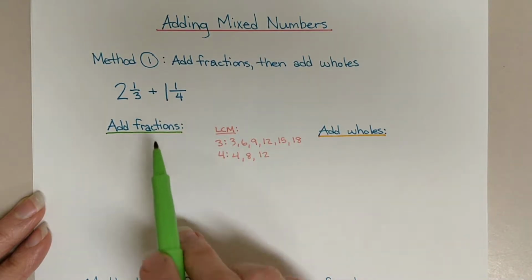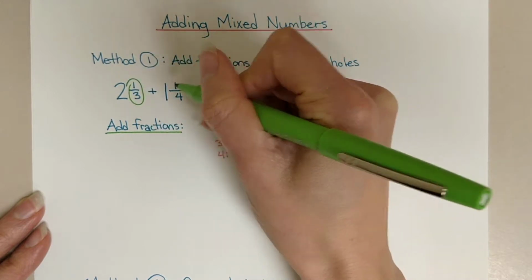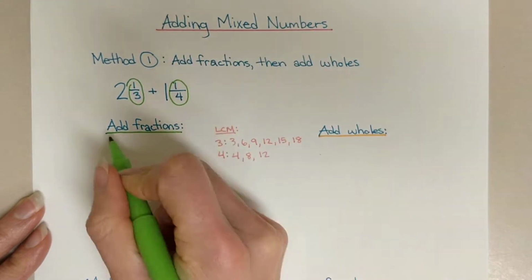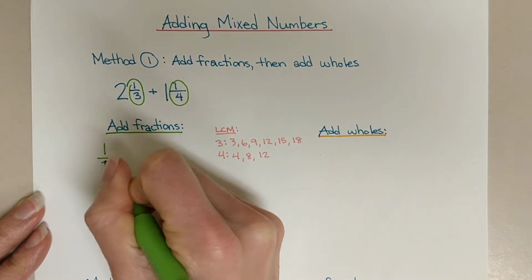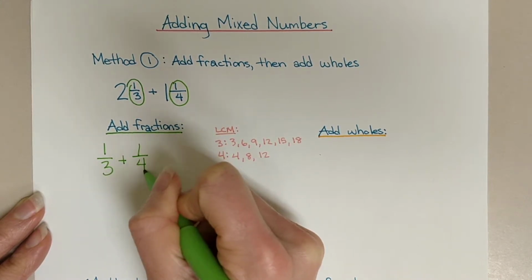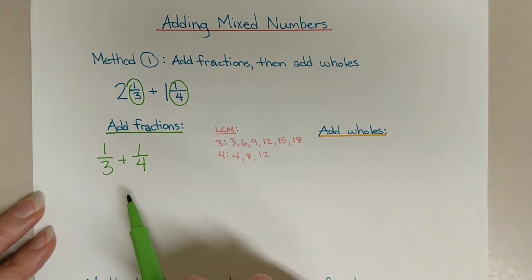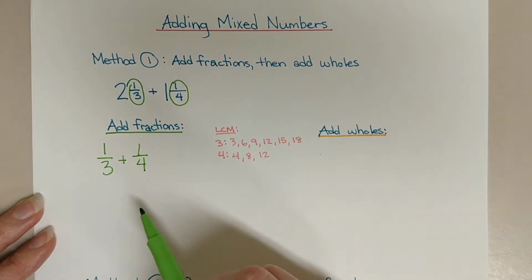And we're going to add those fractions up first. So we're going to look at just this fraction part. I'm going to rewrite them down here. 1/3 plus 1/4. So to add two fractions together, we need to have the same denominator. Since these don't have the same denominator, we're going to have to find a common denominator.